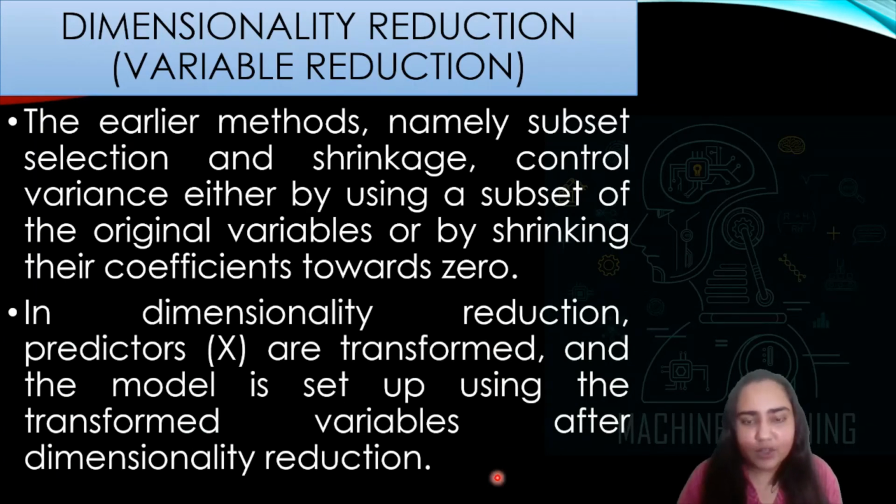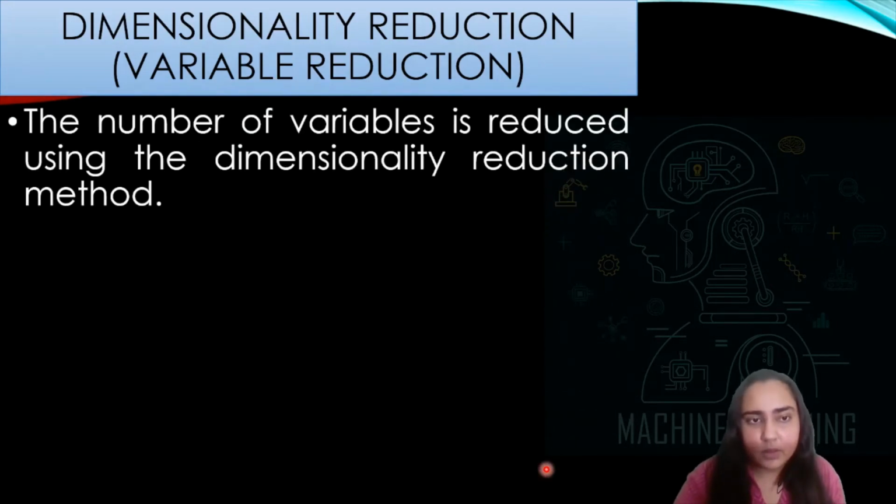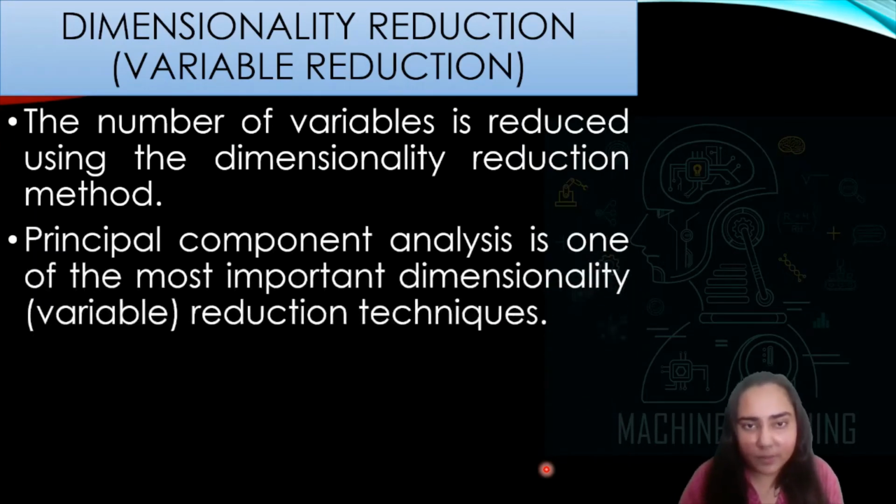In dimensionality reduction, the predictors X are transformed and the model is set up using the transformed variables after the dimensionality reduction. So you're not talking about reducing the variables, but you're talking about transforming those X variables. So what happens here is the number of variables is reduced using the dimensionality reduction method. And to do this type of reduction, there is an algorithm called principal component analysis, one of the most commonly used techniques for dimensionality reduction. We will be studying it later in one of the future videos. It's called PCA, principal component analysis, which is used for dimensionality reduction.